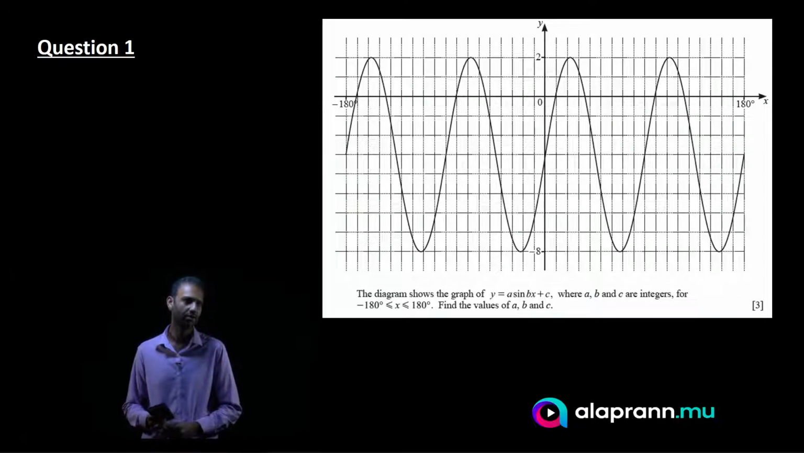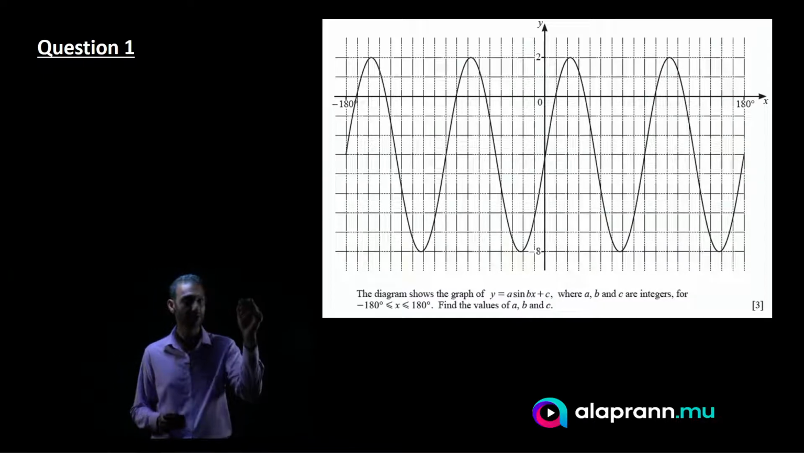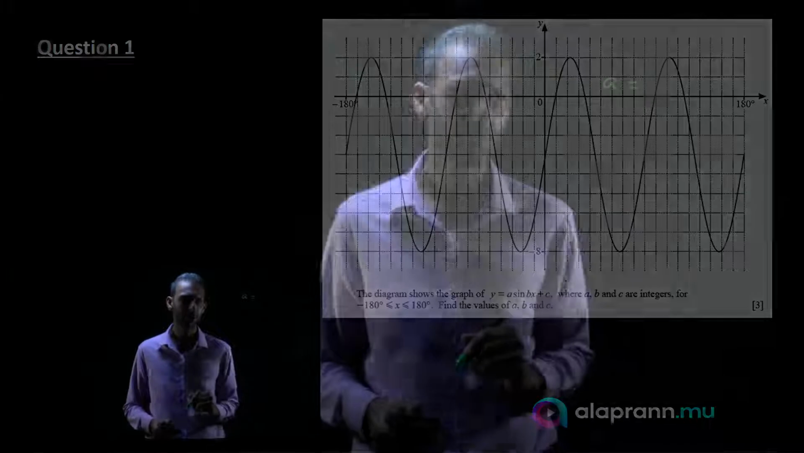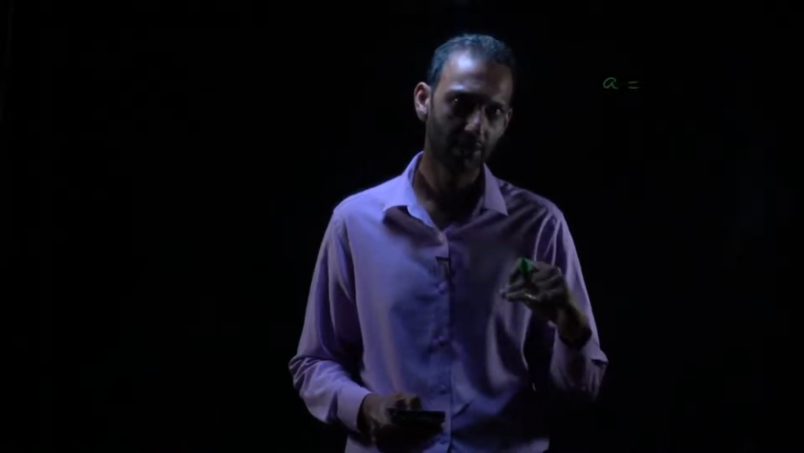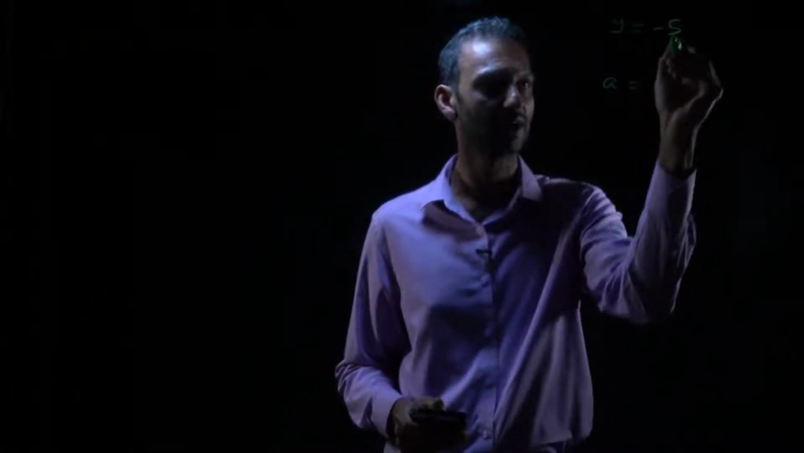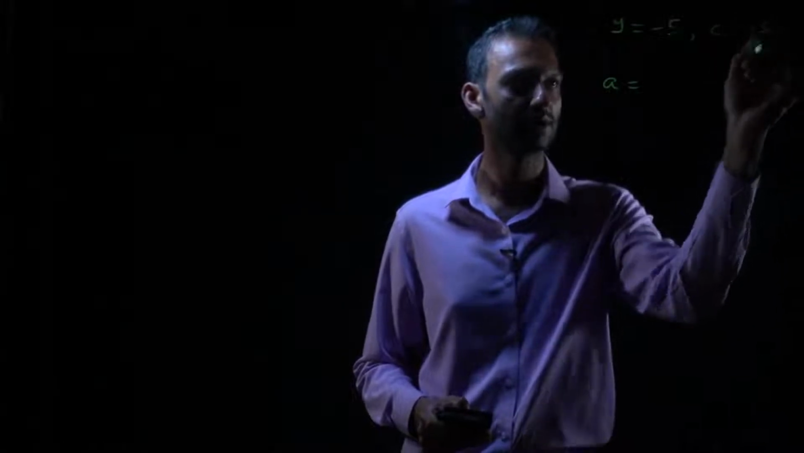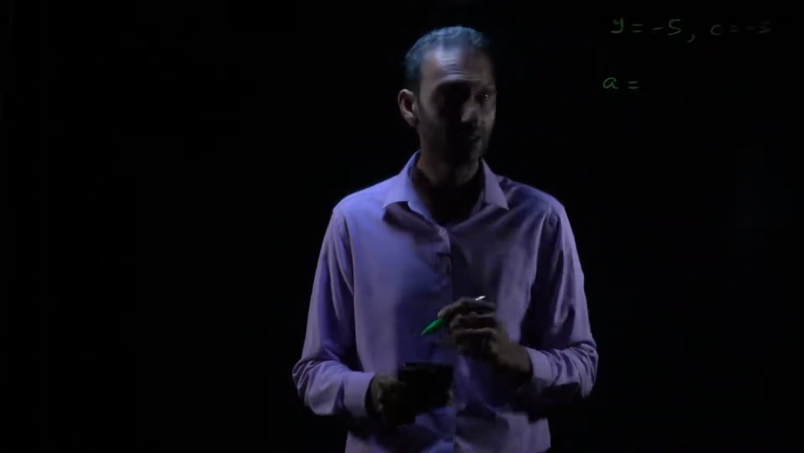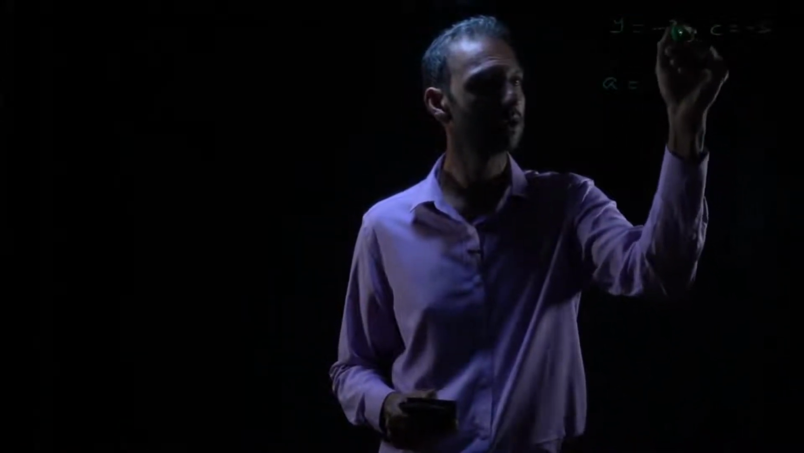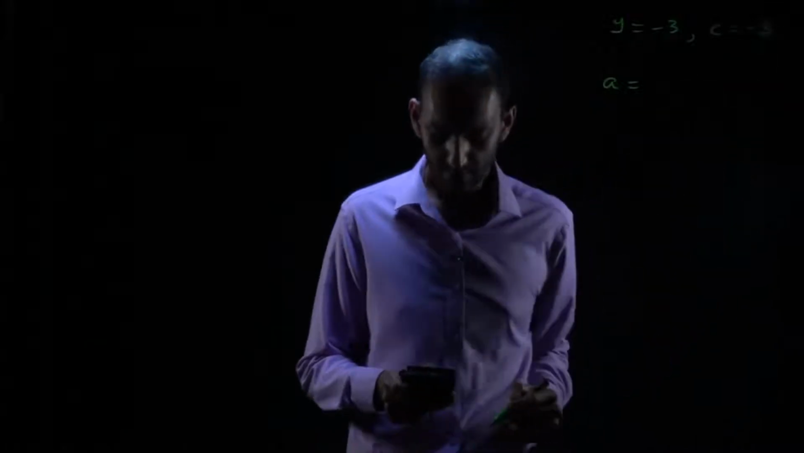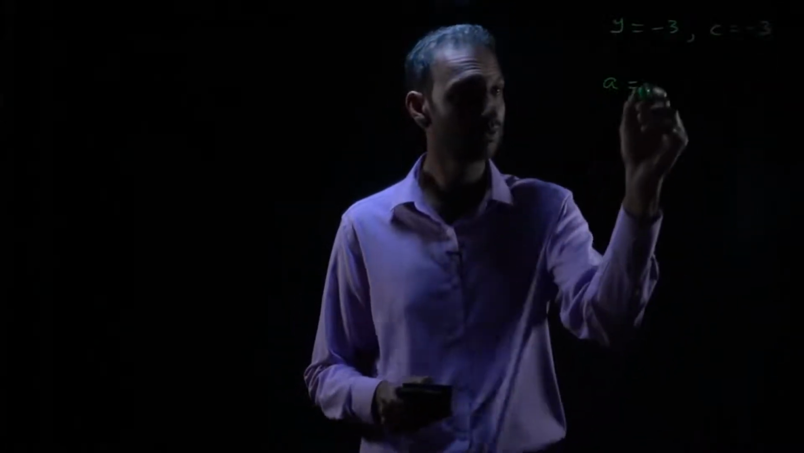Looking at the diagram, the amplitude is related to the maximum displacement from the equilibrium or the axis. You can first start by spotting the axis. The axis is y is equal to minus 3, so technically c is equal to minus 3. The amplitude, just looking at the diagram, is 5.